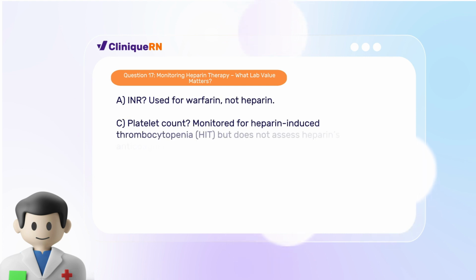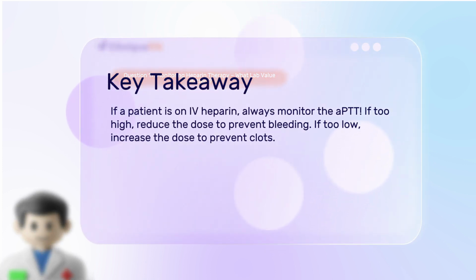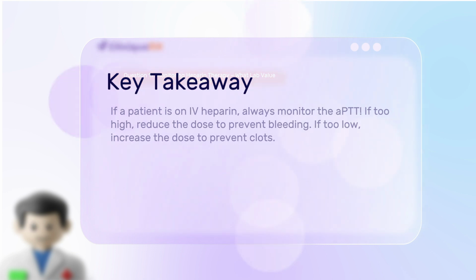A. INR, used for warfarin, not heparin. C. Platelet count, monitored for heparin-induced thrombocytopenia, HIT, but does not assess heparin's anticoagulation effect. D. D-dimer, used to diagnose clots, PE, DVT, but not for monitoring heparin therapy. Key takeaway: if a patient is on IV heparin, always monitor the APTT. If too high, reduce the dose to prevent bleeding. If too low, increase the dose to prevent clots.